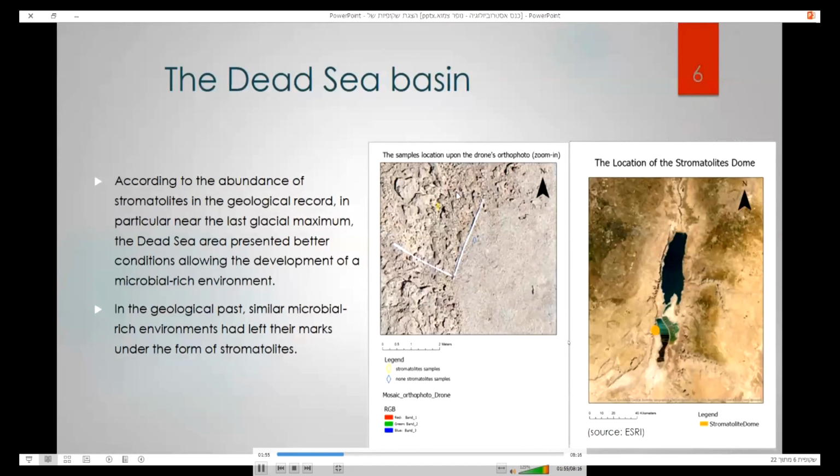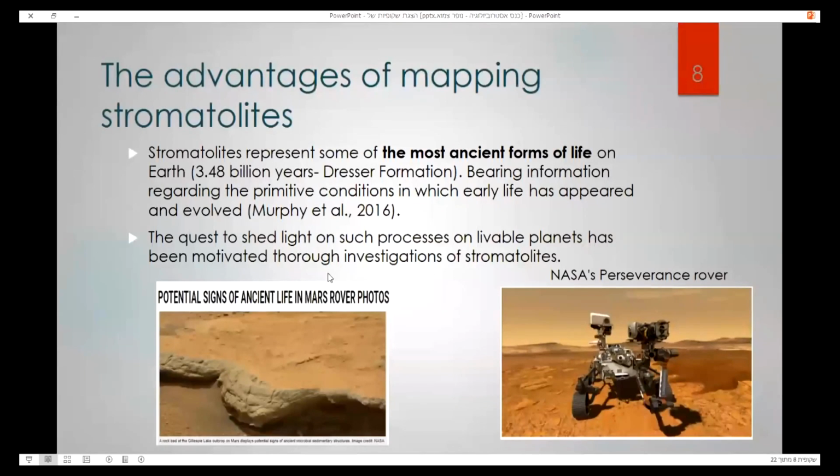This is an orthophoto from a drone that we took. This layer is the stromatolites layer, and here is a neighboring layer, which we're calling a background layer. This is the site. So what are the advantages of mapping stromatolites?